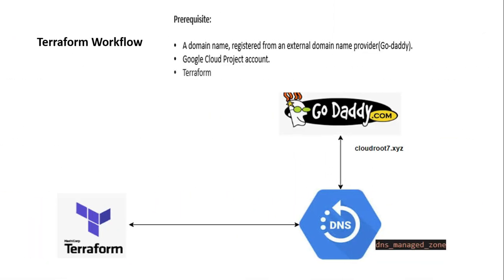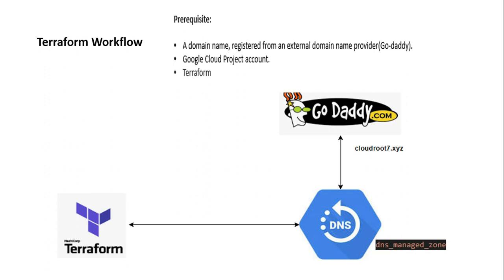Terraform workflow, the prerequisites part. In my case I procured the domain from GoDaddy. I am going to integrate it with my Google DNS server. Next one is that a Google Cloud project account must be created beforehand. Next one is Terraform. You have to install Terraform where you are running this Terraform code. You can see in this diagram the entire Terraform operation I am performing under my Visual Studio.